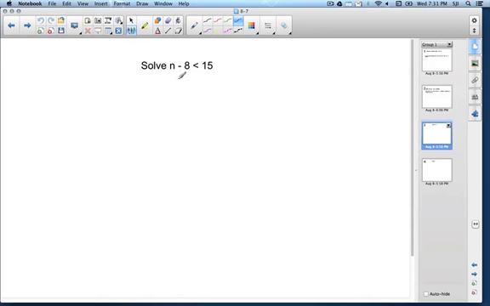So I'm going to start by asking myself what number's on the same side as the variable? 8. What operation's going on with it? Subtraction. And the opposite of that is addition. So that means that you're going to add 8 to both sides of this inequality. Minus 8 plus 8 cancels out, and I'm going to have n is less than 15 plus 8 is 23.